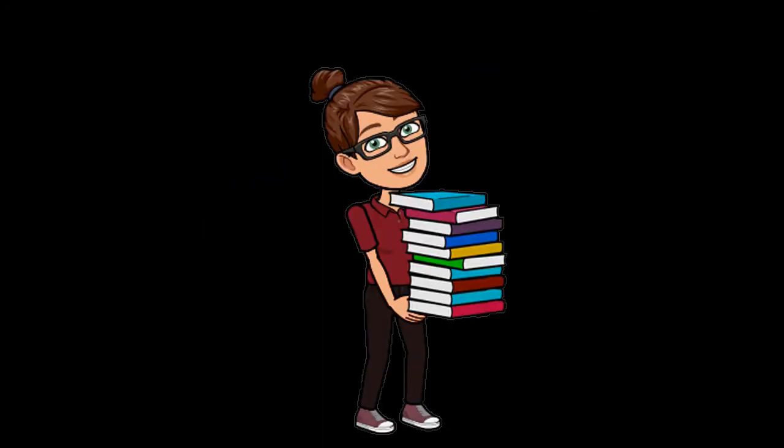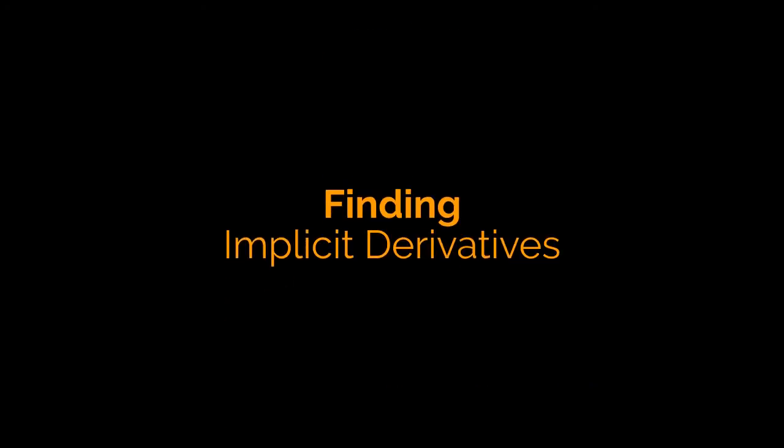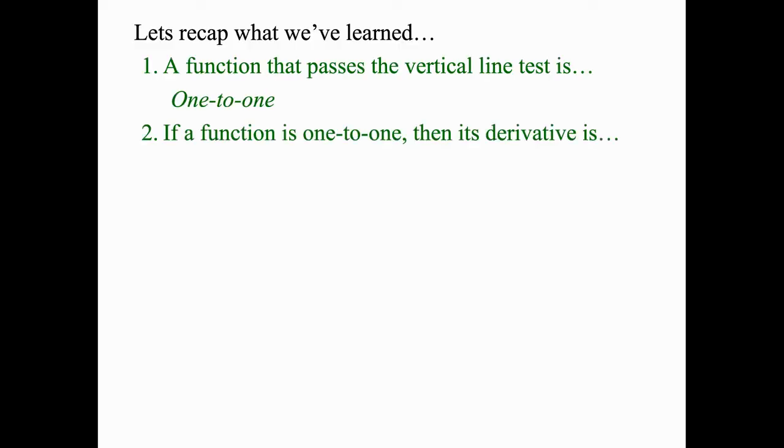On this episode, Stevenson will demonstrate... we know a function that passes the vertical line test is considered one-to-one.